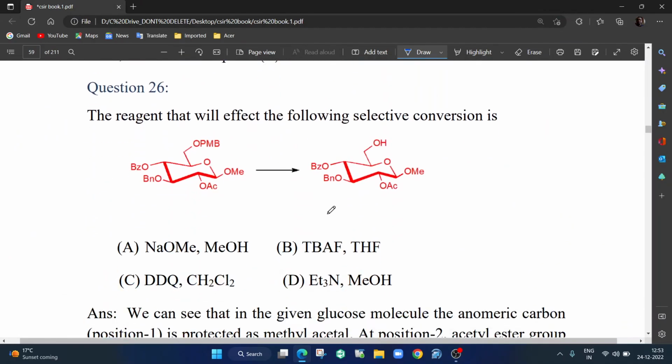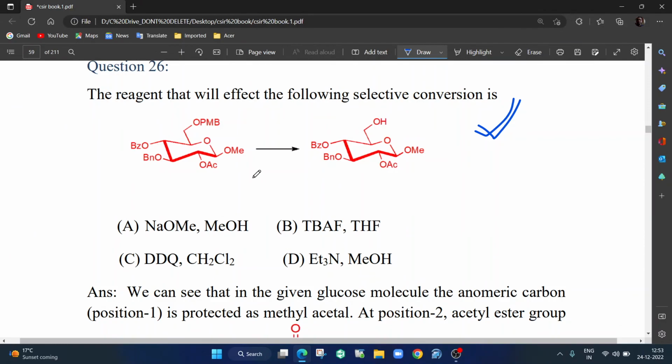The next question says, the reagent that will effect the following selective conversion is. Now, this is a pretty niche carbohydrate chemistry question. Luckily, I have done my PhD and my postdocs in carbohydrates, so it is simple for me. It is not a very simple question, but there is a way to find out.